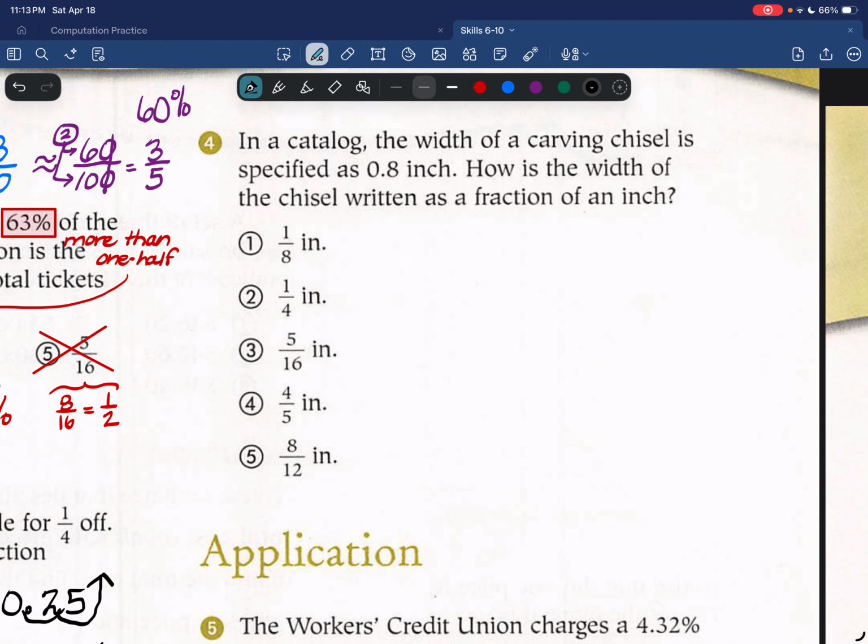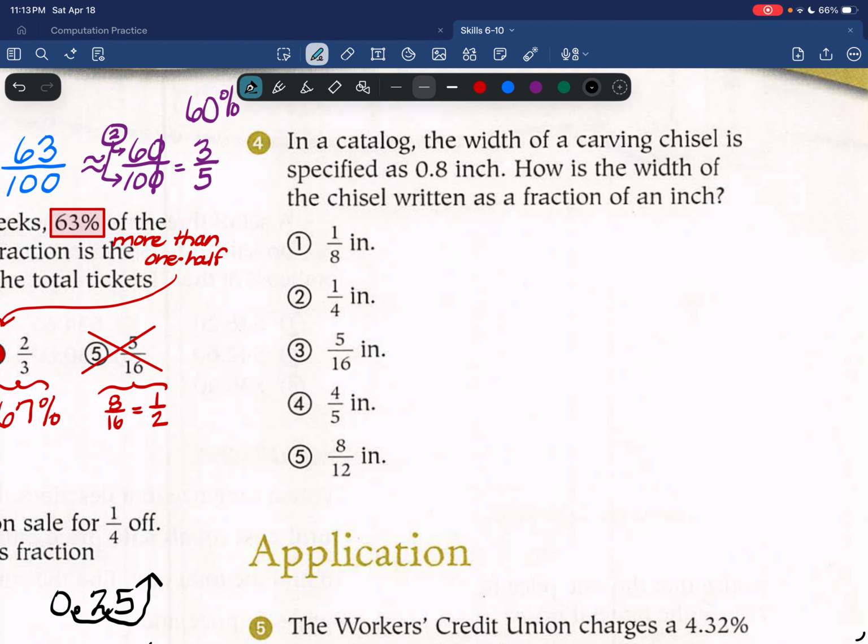In a catalog, the width of a carving chisel is specified as 0.8 inch. How is the width of the chisel written as a fraction of an inch? 0.8 inch.